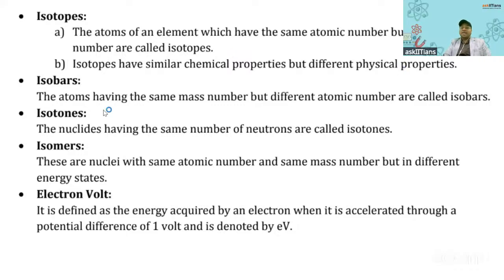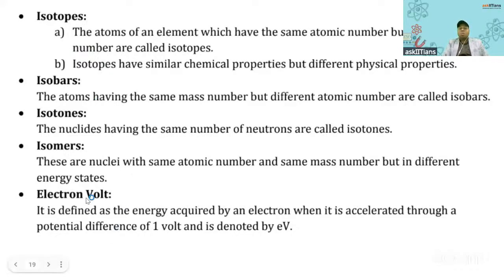Now, what are isobars? These definitions also might come. Isobars, isotones. Isobars have the same mass number but different atomic number. The reverse of it, isotones, are nuclides having the same number of neutrons. Isomers have the same atomic number and same mass number but different energy states. But you need to worry about only isotopes, isobars, and isotones.